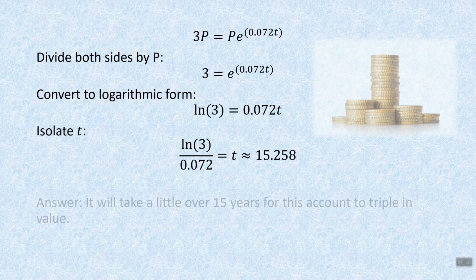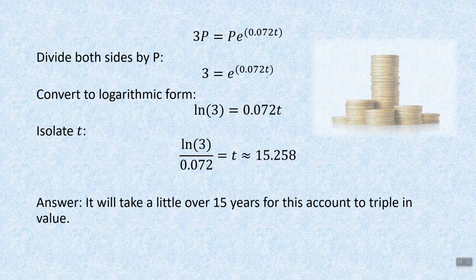Remember, this problem started with words. Let's finish it up with words. It will take a little over 15 years for this account to triple in value. So if you put in $1, it'll take 15 years to get 3. But if you put in $1 million, in 15 years you'll have $3 million. It's all in where you start.